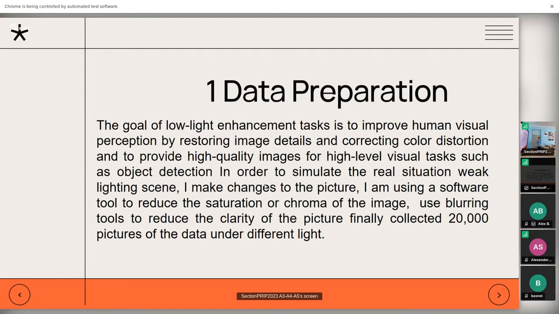And this is the issue. I need to make the model more suited to weak light conditions. I use software tools to reduce the stretching or noise of the images. Using this way, I have collected 20,000 image data in different lights.